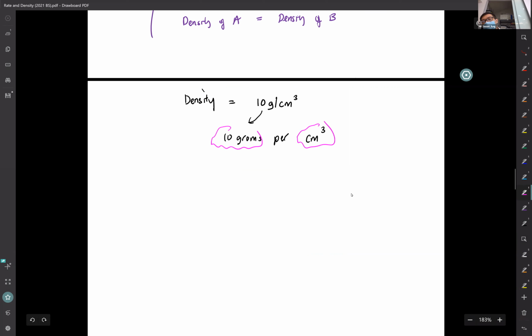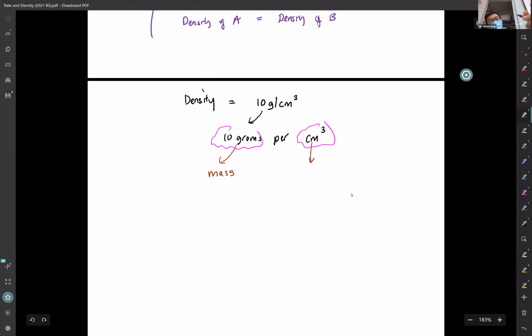Now, what does grams really measure? What does gram really refer to? Anything that is measured in grams, kilograms, actually we are talking about its mass. I started the lesson by telling you mass and weight are different. So 10 grams is actually the mass.